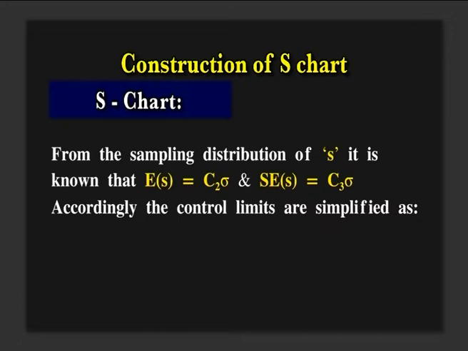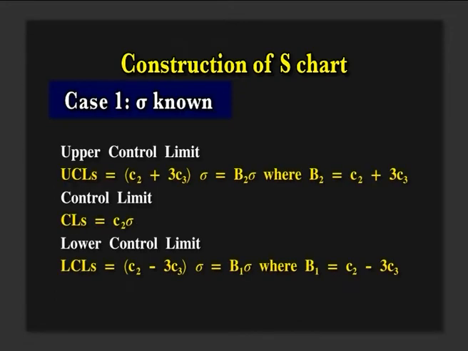Accordingly, the control limits are simplified as, in the case sigma is known, the upper control limit is C2 plus 3 C3 sigma, or it is simplified as B6 sigma, where B6 is C2 plus 3 C3. The central line is C2 sigma. The lower control limit is C2 sigma minus 3 C3 sigma, or it is simplified as B5 sigma, where B5 is equal to C2 minus 3 C3.